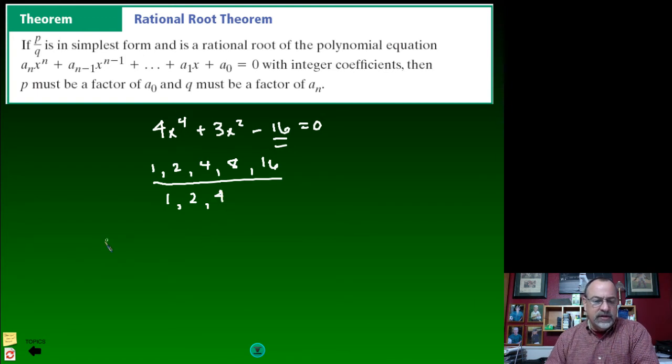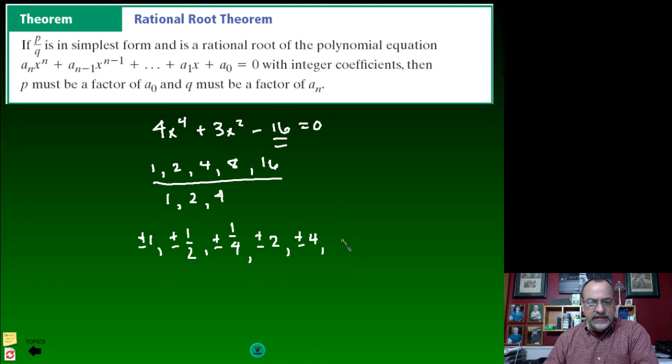And so my list of possible rational zeros would be 1 over 1, plus or minus 1, 1 over 2, plus or minus 1/2, and 1 over 4, plus or minus 1/4. And then I take the next number, 2 over 1, plus or minus 2. 2 over 2, which is 1, I already have that, so I don't need to list it again. 2 over 4, which reduces to 1/2, I already have that, so I don't need to list that again. And then I do the next number, 4 over 1, so plus or minus 4, and then plus or minus 4 over 2, which is 2, I already have that. 4 over 4 is 1, I already have that.